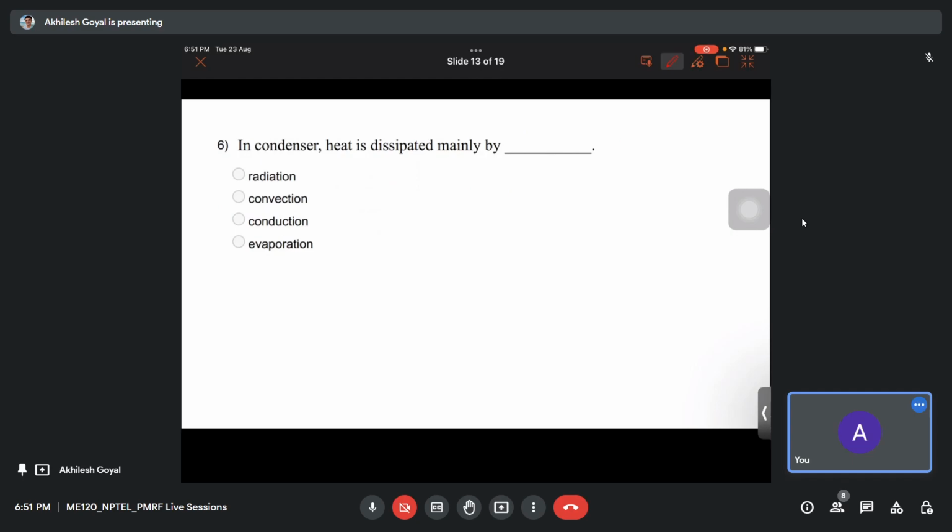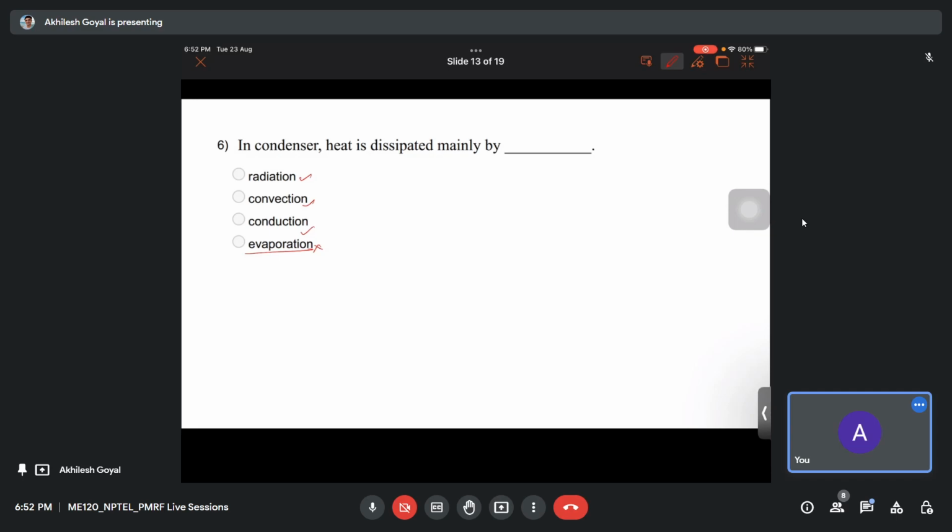In condenser, heat is dissipated mainly by. That is the question. So how is the heat dissipated in condenser, and what are the modes of heat transfer? The modes of heat transfer are radiation, convection, conduction, and evaporation is not a mode of heat transfer, so we won't talk about that. So when does radiation happen, when does convection happen, and when does conduction happen.